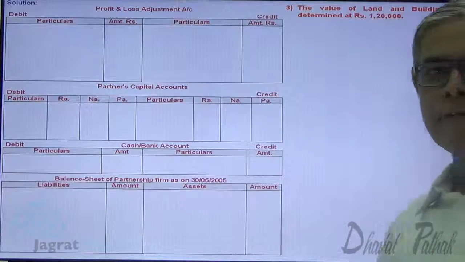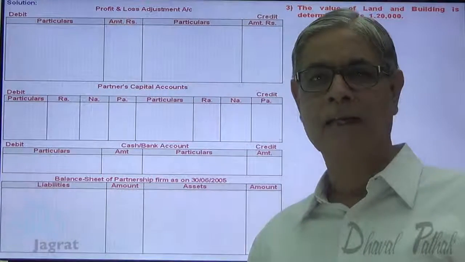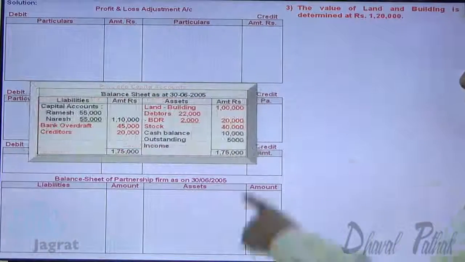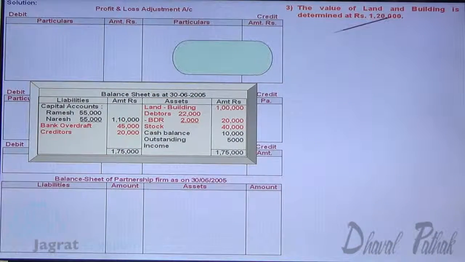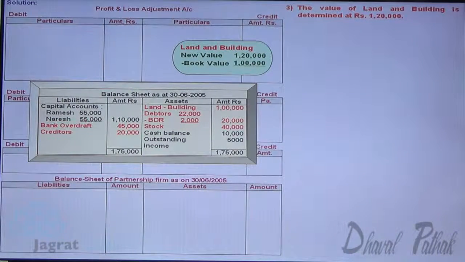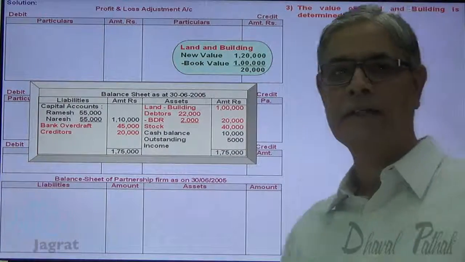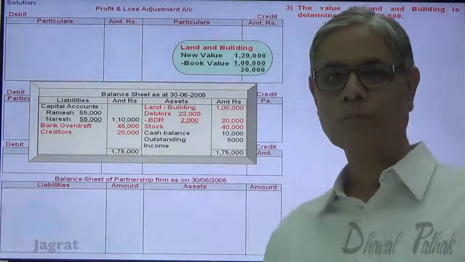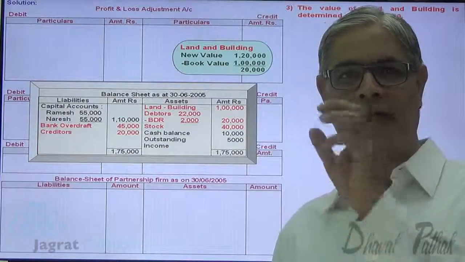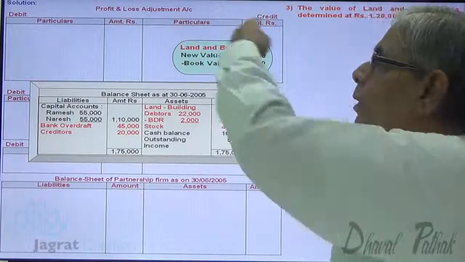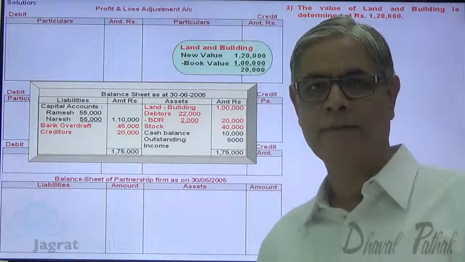First I consider the revaluation adjustment. Value of land and building is 1,20,000. Book value is 1 lakh. New value is 1,20,000. So 20,000 is the increase in value. Increase in value is credited to profit and loss adjustment account. Other name is revaluation account.